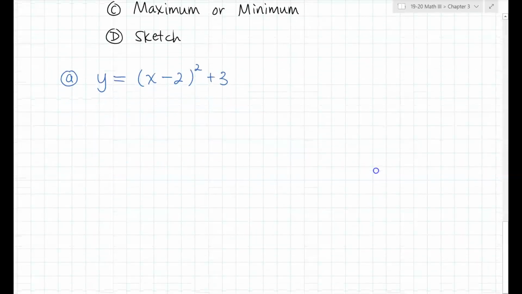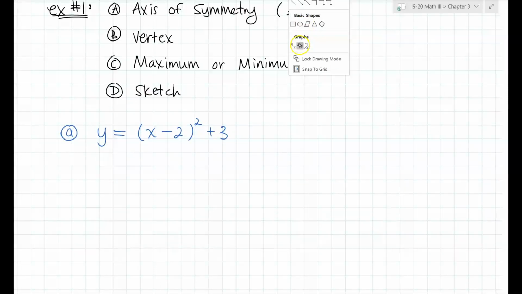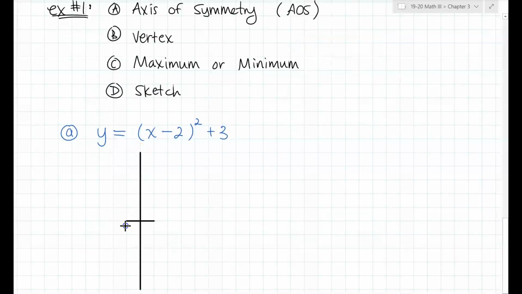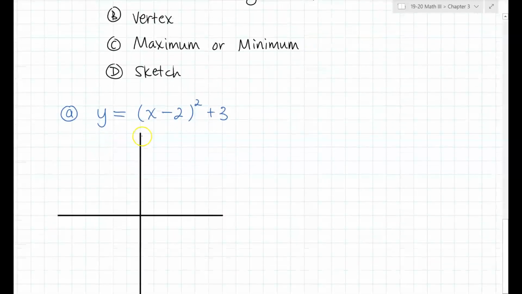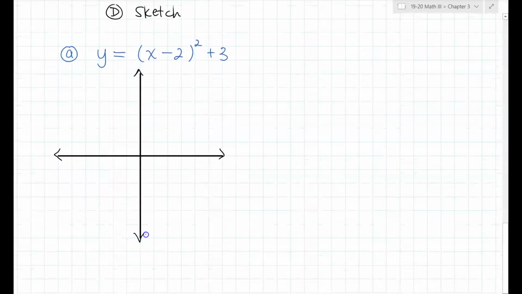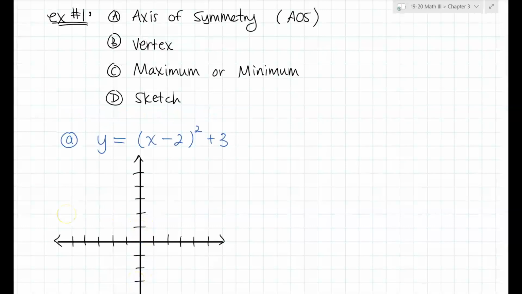Okay, so I know what I have to find, the axis of symmetry and all that other stuff. But first, let me just draw a coordinate plane. I know it's going to be a little big, but it's okay. Remember, this is all stuff you guys should be putting into your notes. So let's see, just making my tick marks for the graph. Have to figure out the axis of symmetry, the vertex, the max or min, and a sketch.